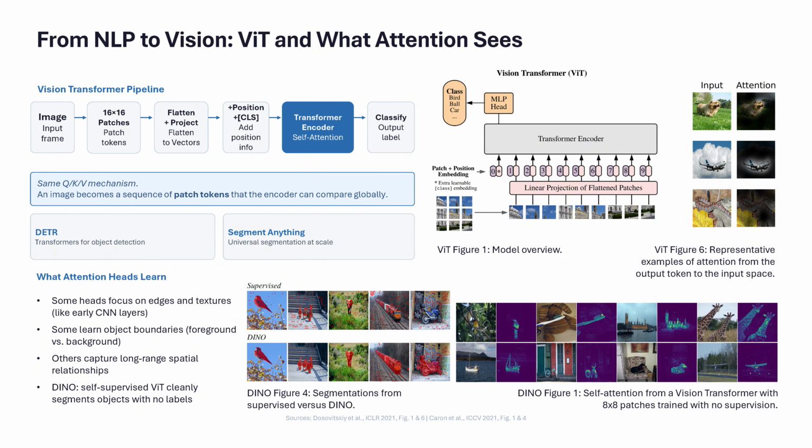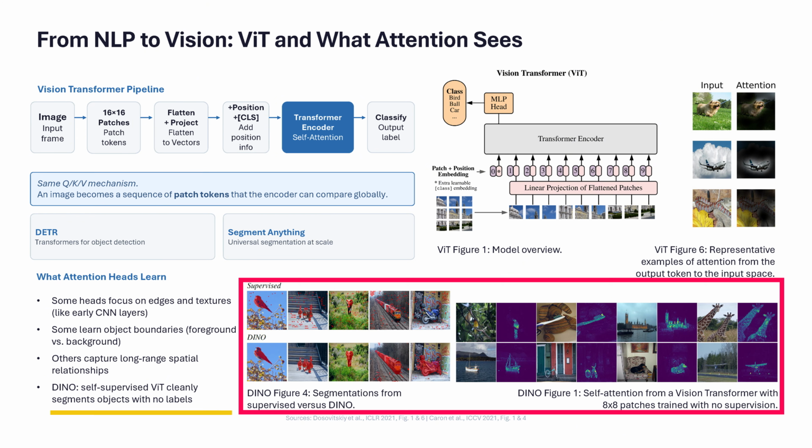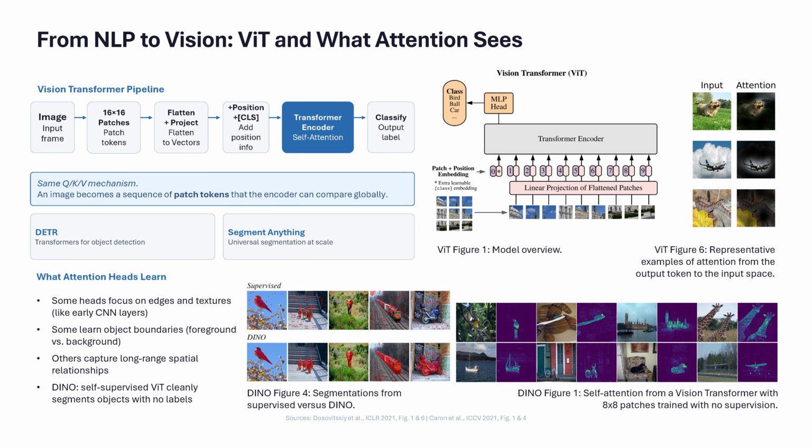And one of the nice things about attention in vision is that you can actually see what the model is doing. If you visualize the attention weights for a given patch, you get a heat map of which other patches it's looking at. Some heads focus on edges and textures, like early CNN layers. Some pick up object boundaries, separating foreground from background. Others capture long-range spatial relationships. The DINO paper trained ViTs with self-supervision, no labels at all, and the attention maps still cleanly segment objects. The model learned where the boundaries are just from figuring out which patches should attend to each other. That kind of transparency is hard to get from a CNN.